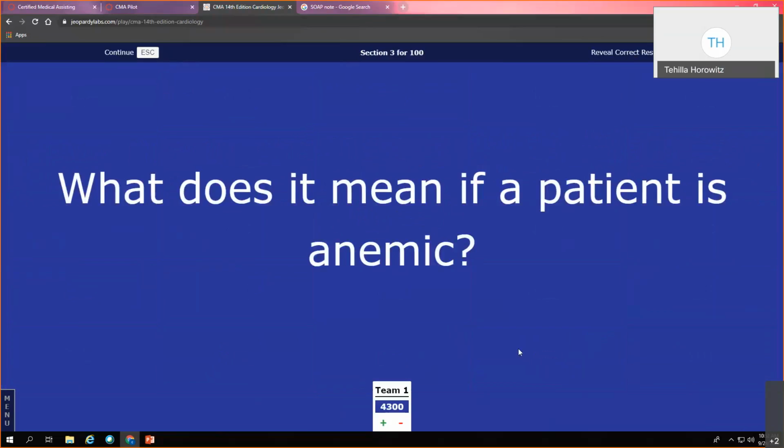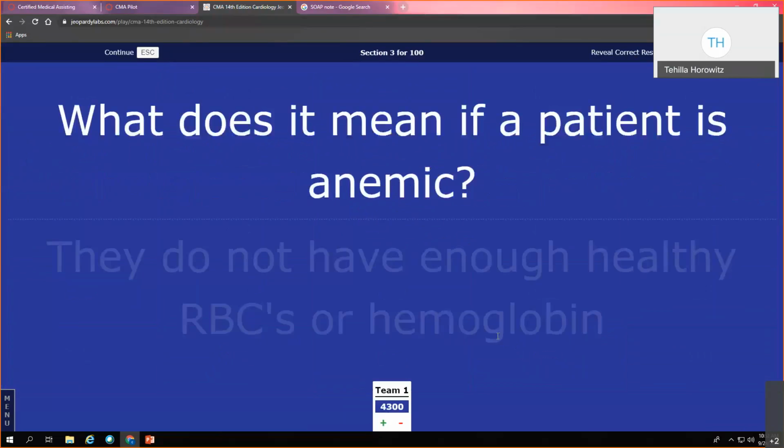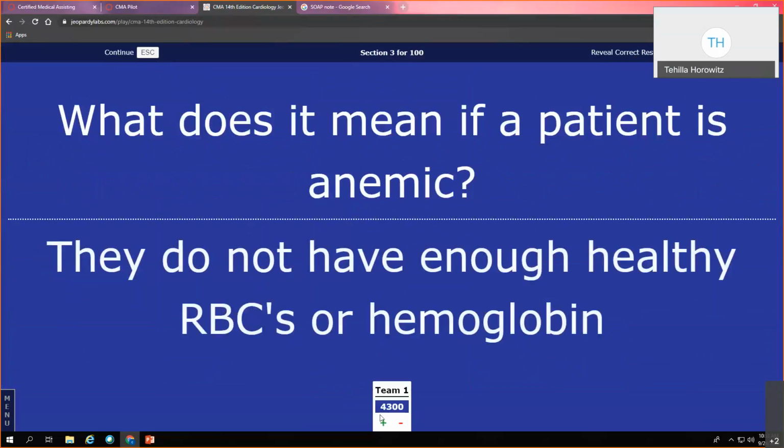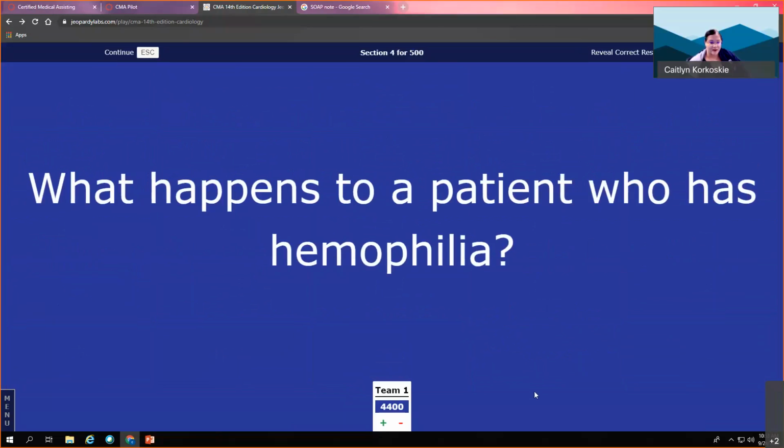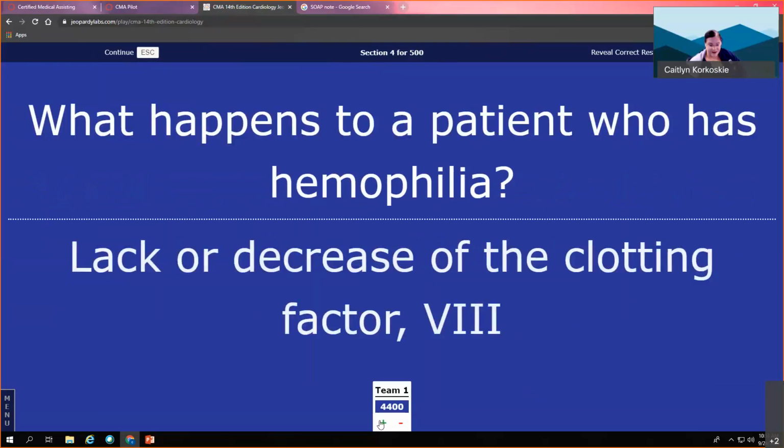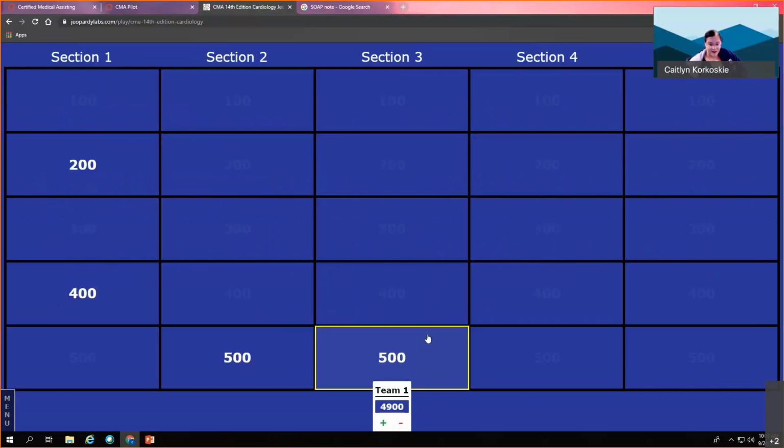And what does it mean if a patient is anemic? They don't have enough red blood cells. Yes, they're not producing enough. Okay. They don't have like the clotting factor that stops them from bleeding. Yes. Okay.